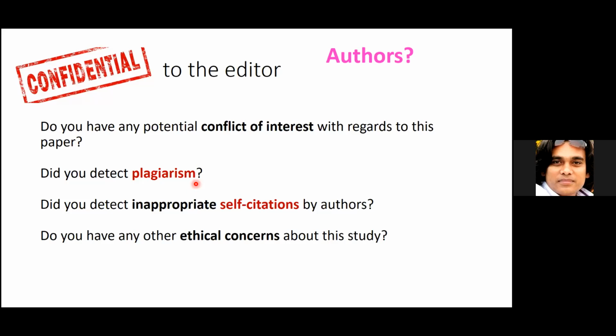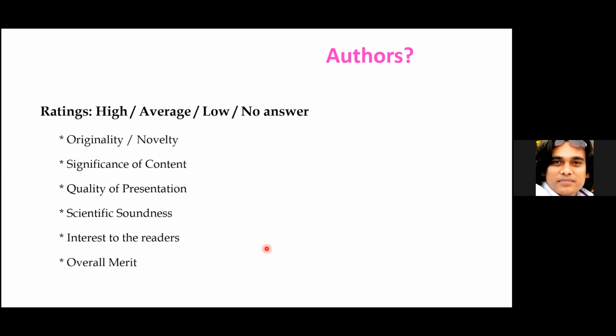Another point is inappropriate self-citations. Everybody does that. We cite our previous couple of papers or more, but make sure that it is appropriate. If not relevant, then do not cite; this is also wrong. If a paper has something like this, you can report to the authors that they should remove it. Ethical concerns, of course, make sure.